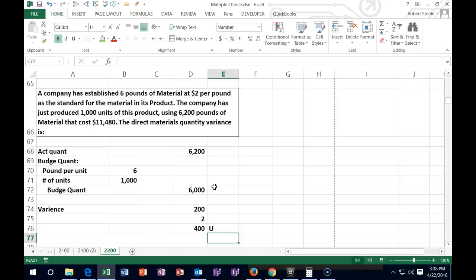The reason we're using the budgeted dollar amount is because we want a separate calculation for the difference in how much we budgeted to pay for the material per unit, and we're going to do that as a separate part of the calculation in order to get the total difference for the material cost. So half of it has to do with the difference in how much material we used, and half of it has to do with the difference in how much we paid per unit.